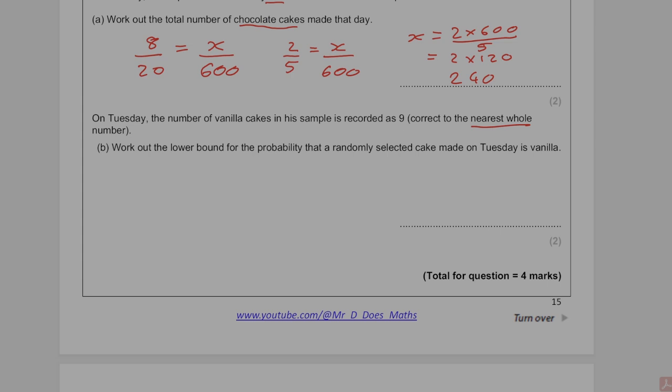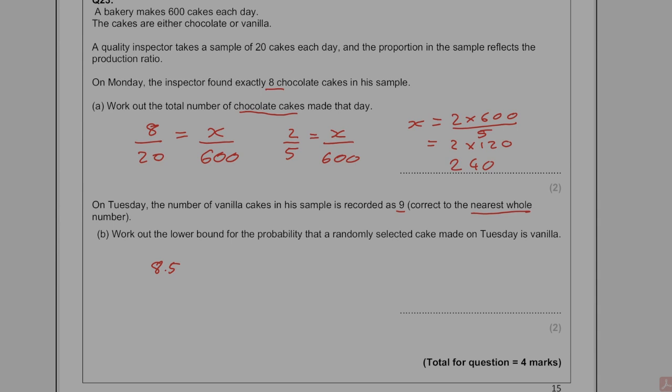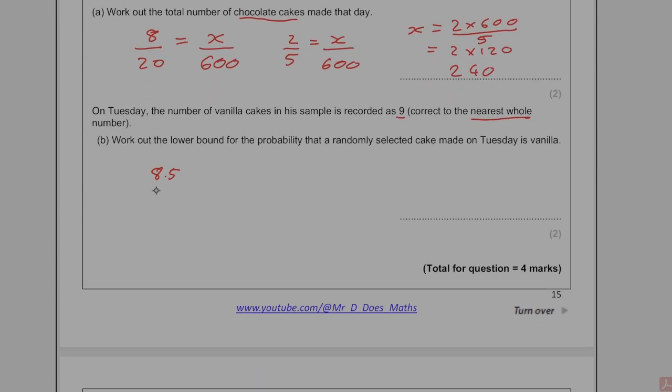So if I'm saying 9, I'm going to take the lowest bound as 8.5, and I'm going to say that 8.5 out of, the quality inspector takes a sample of 20, so out of 20. And then I'm going to work out what the probability is. So the probability is going to be equal to 8.5 divided by 20. If I halve that, that would be 4.25 out of 10. So that's going to be 0.425.